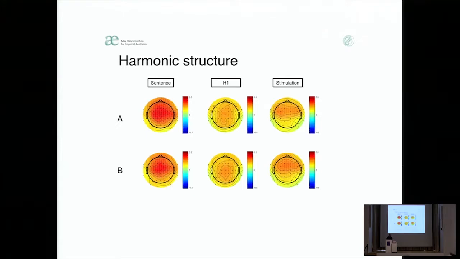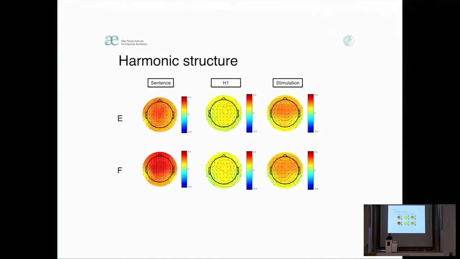And if you look at the scalp distributions, one can also see that the scalp distribution of the sentence response is very similar to the one of the first harmonic, but different with respect to the potential generators as compared to the stimulation frequency. And the same goes whether you have 4 words as before or 5 words.